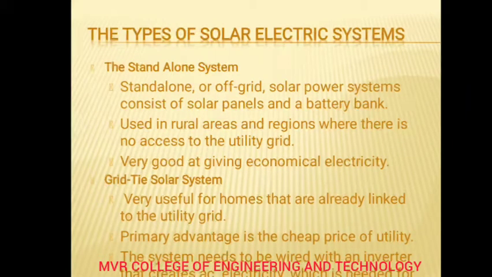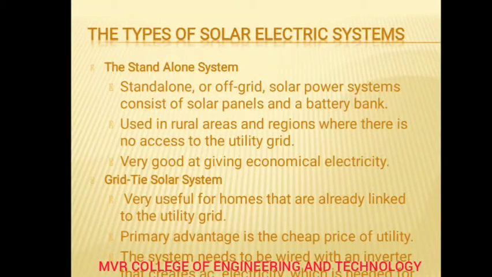So what are the different types of solar electric system? You can see here a standalone system and a grid tie solar system. Let us see about the standalone system. Standalone is also called off-grid, and these power systems consist of a solar panel and a battery tank. They are used in rural areas and regions where there is no access to the utility grid. When there is no option of grid, you can use it, mostly in rural areas, and it is very economical for electricity.